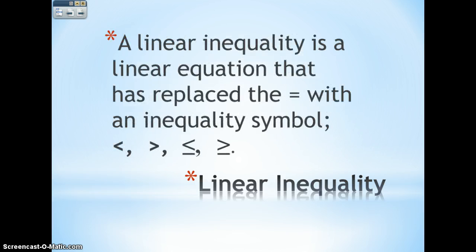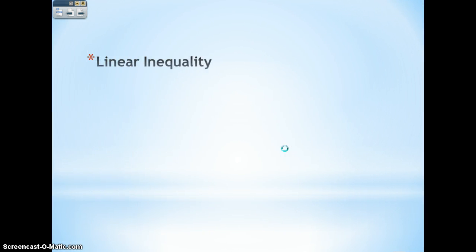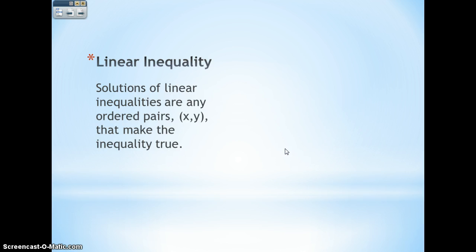A linear inequality is a linear equation that has replaced the equal sign with an inequality symbol. That's less than, greater than, less than or equal to, and greater than or equal to. Those are all inequality symbols. Let's talk about their solutions. The solution of a linear inequality is any ordered pair that makes the inequality true.